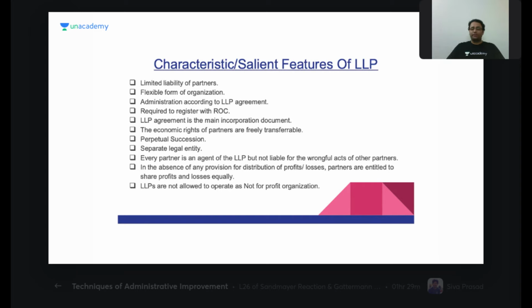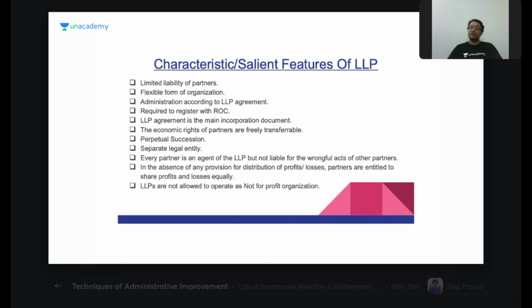Hi Rahul, welcome to the session. So by perpetual succession, it simply means partners may come and go. New partners may come in, old ones might retire, partners might die, partners might go out of the firm. But that does not mean that the limited liability partnership will come to an end. It has perpetual succession until and unless it is formally dissolved and shut down by the partners. So that is the meaning of perpetual succession.